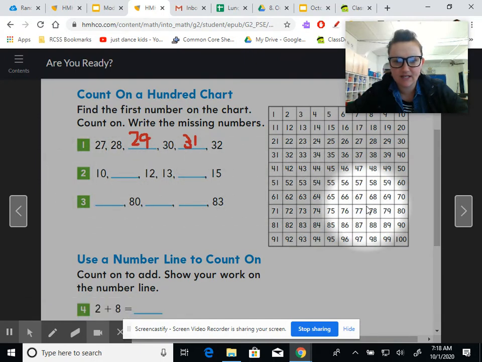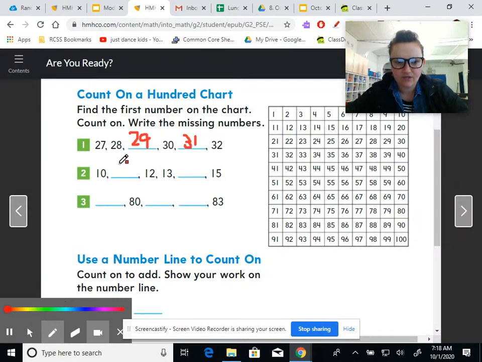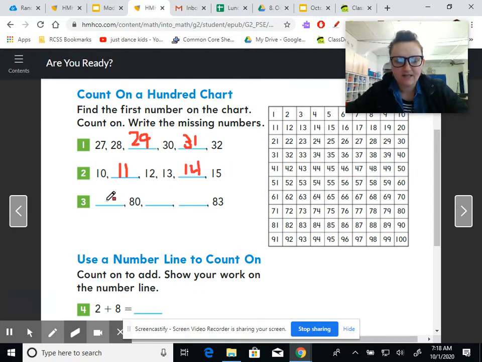So we're starting at 10. So find 10 on the 100 chart, 10. So the next one is 11, 12, 13, 14, 15. So now we've got 11, 12, 13, 14, 15. Now this one doesn't have the first number.